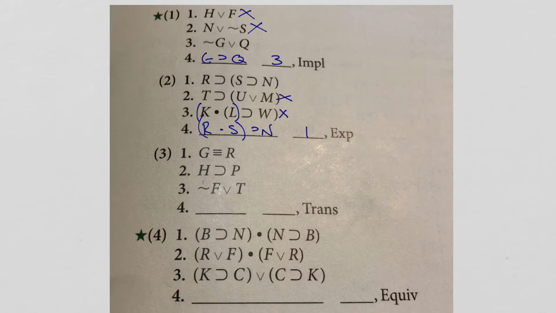Okay, number 3 is with transposition. With transposition, what you end up doing is you flip around a horseshoe and you put a negation on both of them. So right away, we know that one's not going to work and that one's not going to work. It doesn't have a horseshoe. So it has to be line 2. So you're going to have not P horseshoe not H. Like I said, you flip them and then you add a negation to both of them.